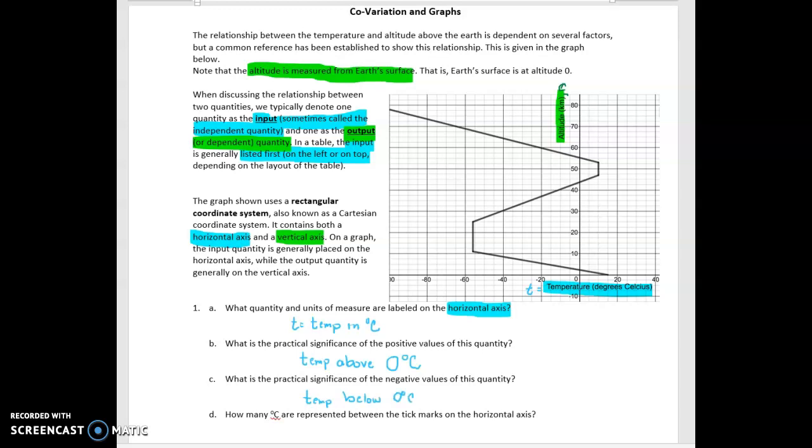And then it asks how many degrees Celsius are represented between the tick marks on the horizontal axis. We can look at the major tick marks, the 20, 40, but between them are smaller tick marks. And so we can count here and see that halfway would be 10 degrees Celsius. So it appears that the horizontal axis is being measured in 5 degrees Celsius. So 5, 10, 15, 20. So each tick mark represents 5 degrees Celsius.